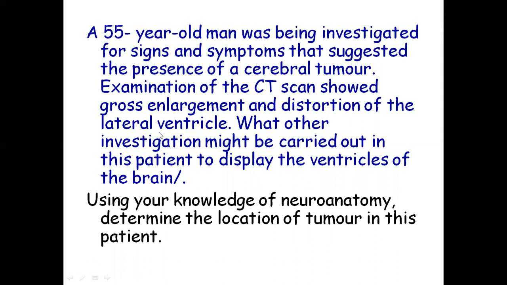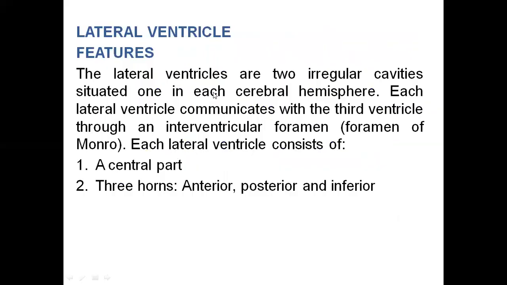So in this patient, with the help of the knowledge we gain, we will diagnose the case like it is a tumor which is entering into the lateral ventricle. That means here we need to discuss the anatomy of lateral ventricles in detail. This is the clue given. So lateral ventricles are two irregular cavities situated one in each cerebral hemisphere. Each lateral ventricle communicates with third ventricle through an interventricular foramen of Monro. Okay, so each lateral ventricle has central part and it has three horns: anterior, posterior and inferior.